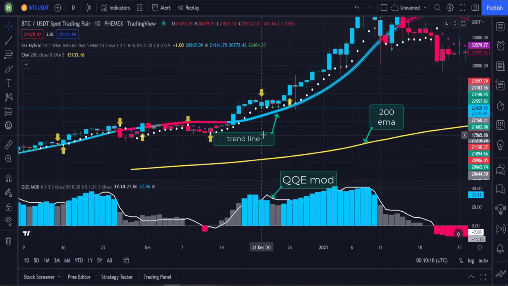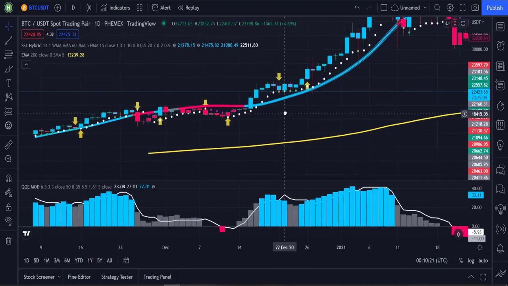So when this is blue, price is above the 200 EMA, trend line is blue, and price action is above the trend line, and you get an arrow for entrance, that is where you get in for a greater chance of a profitable buy trade.